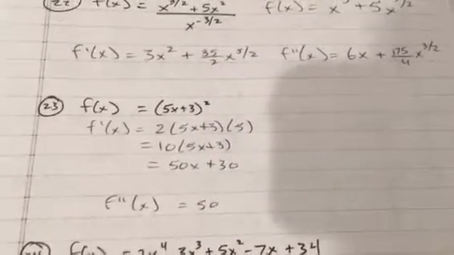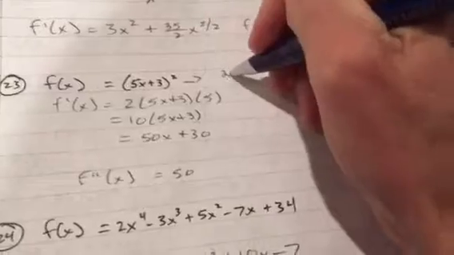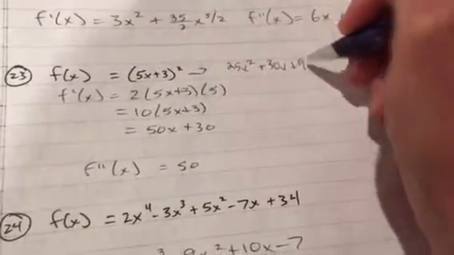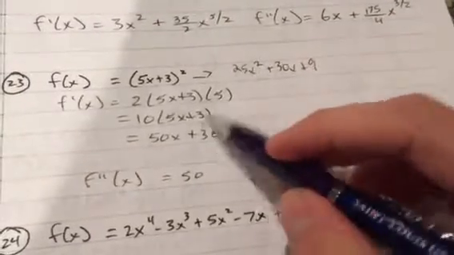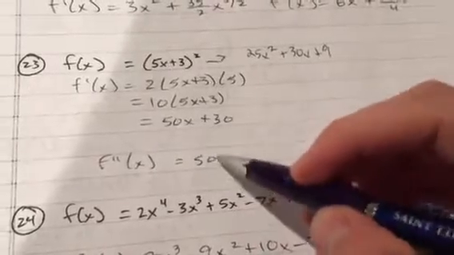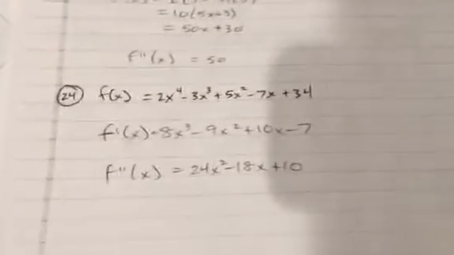You would have 25x. Let's write this over here again. If you just wrote it like this, it would be what? 25x squared plus 30x plus 9. So the derivative of that would be 50x plus 30. And the derivative of 50x plus 30 is just 50. Remember, the derivative of a constant is 0. All right, that one's pretty easy to do here, 24.